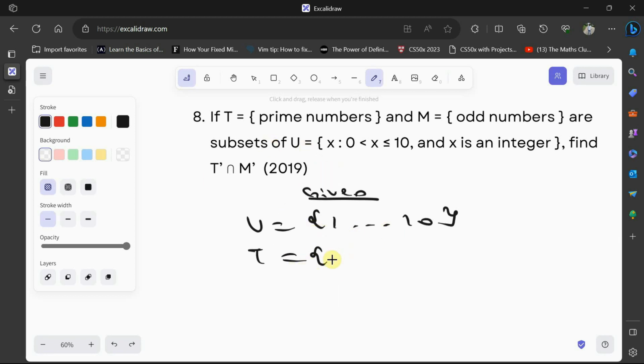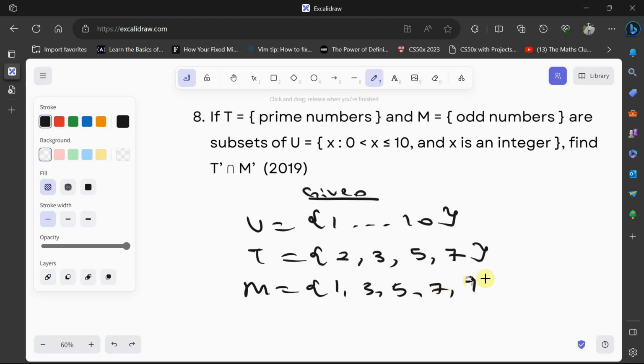The first prime number is 2. So 2, 3. What else again? We have 5. We have 7. The next one is 11, but it's already out of range. So we'll stop at 7. And then our M is the odd numbers. Odd numbers, we have 1, 3, 5, 7, 9, right?